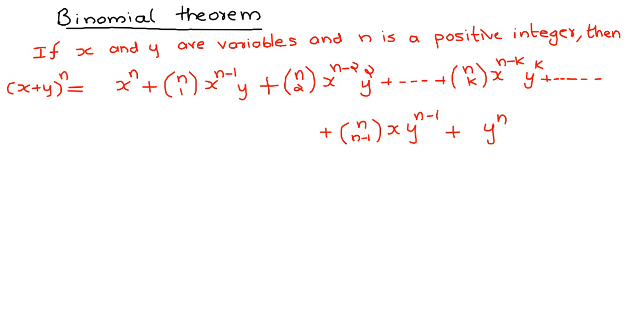We can write this expansion using sigma: sigma k is equal to 0 to n nCk x raised to n minus k y raised to k.